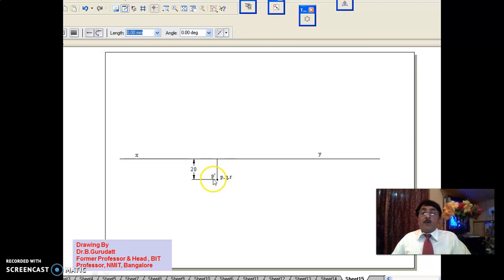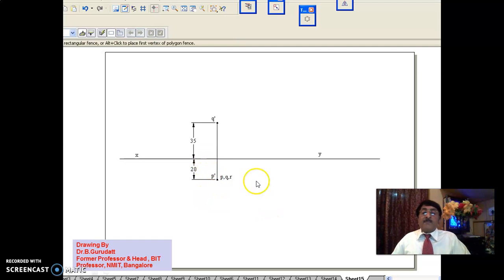Now I am talking about the front views only of P, Q, R. P is 20 mm below HP, and point Q is 35 mm above HP, first quadrant. This is the fourth quadrant, this is the first quadrant. Then in the same way, point R is on HP. You can take it as the first quadrant, where point R is on HP, 20 mm in front of VP. In that way, R can also be in the first quadrant, lying on HP, 20 mm in front of VP. R dash will be on the XY line.